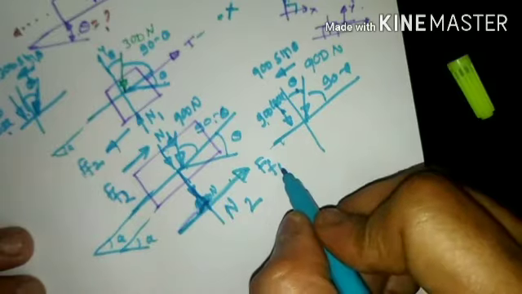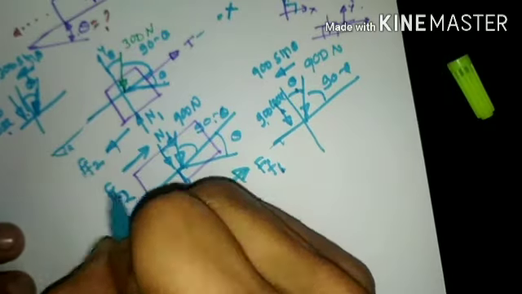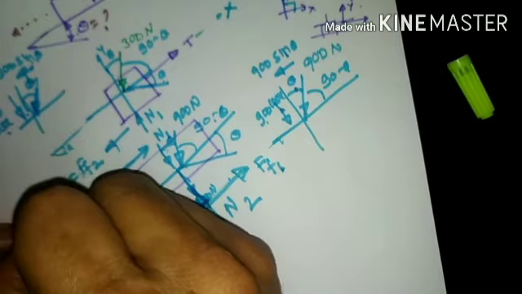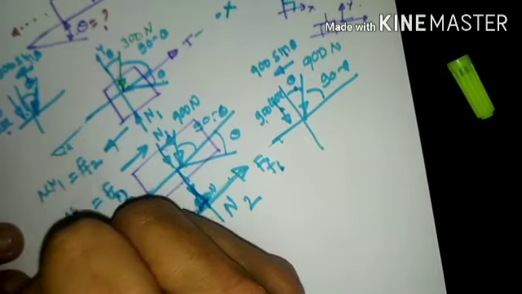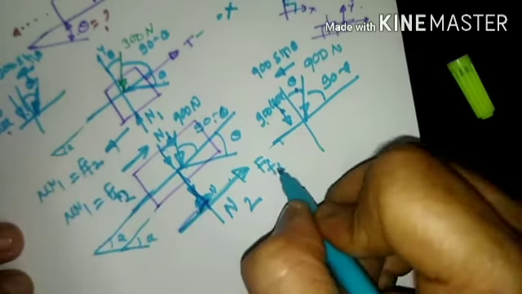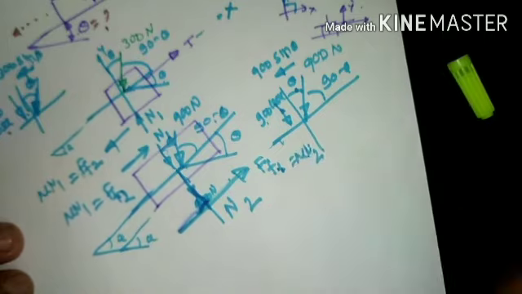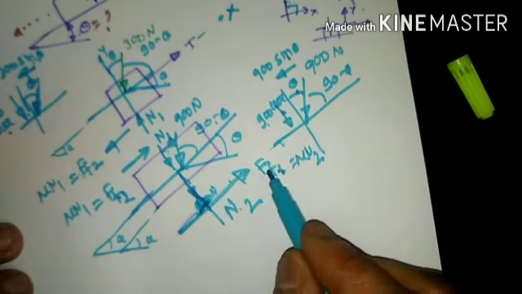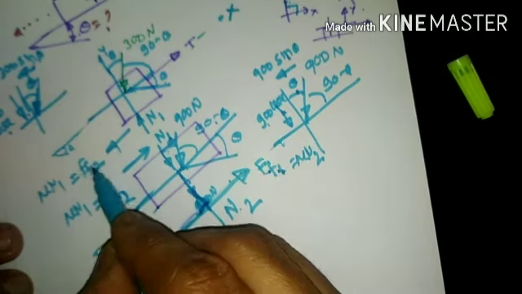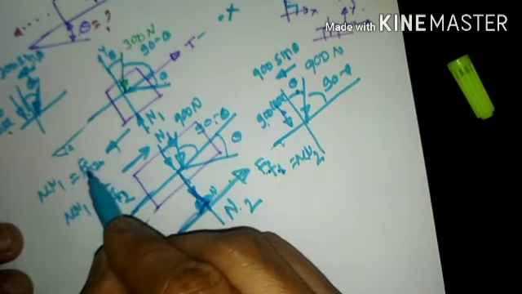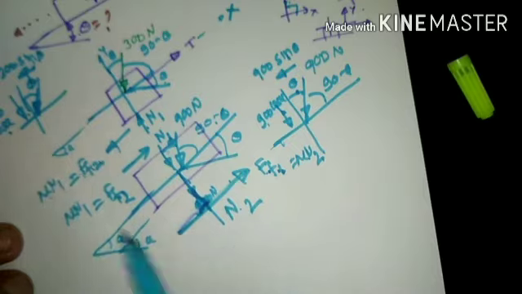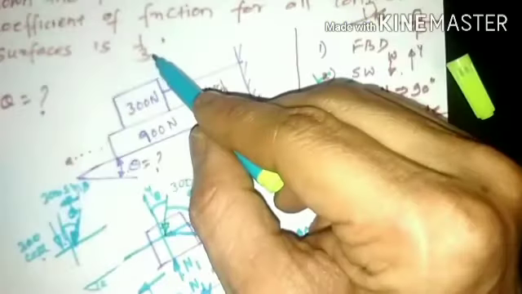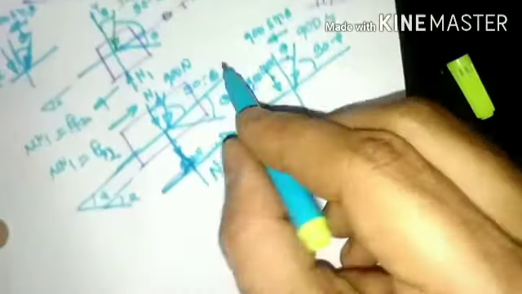So here if I call it F of F1, this will be F of F2. Here F of F2 will be mu times N1, and F of F1 will be mu times N2, because this will be the frictional force between N2 and the surface, and this will be the frictional force between N1 and the surface. Mu value has been given as 1 by 3. So this is nothing but the free body diagram that we are going to draw.